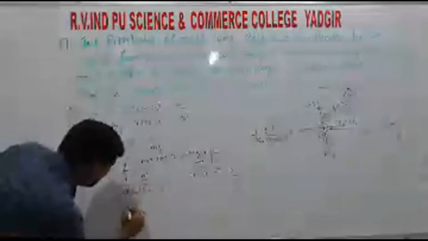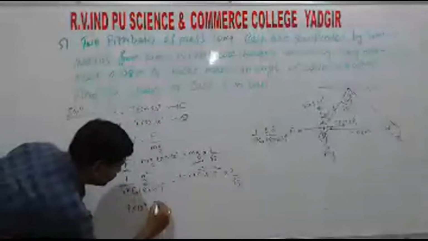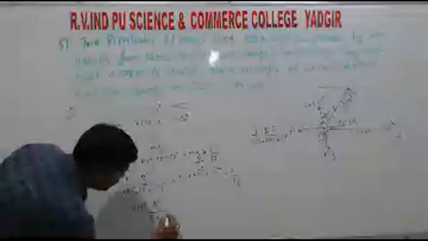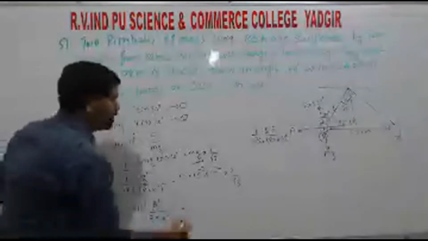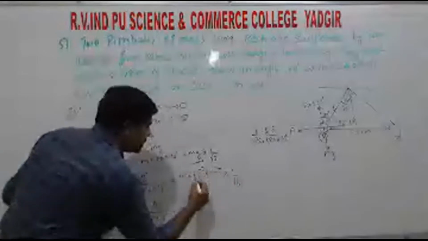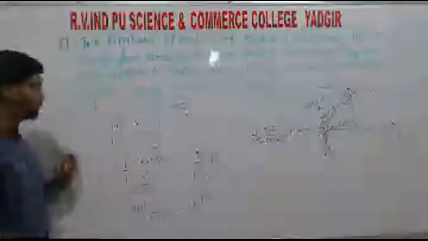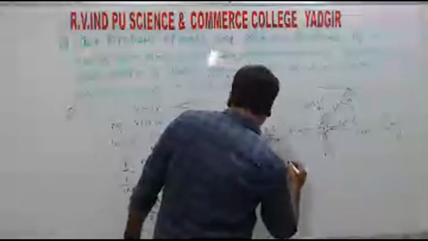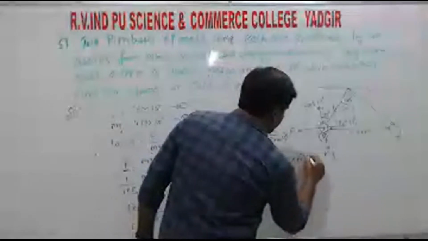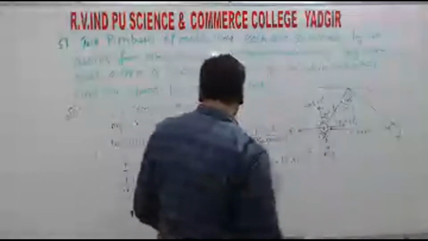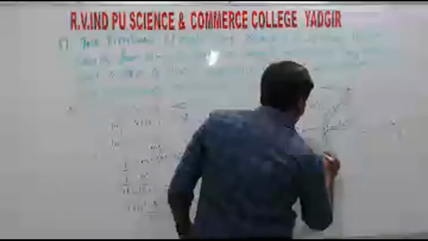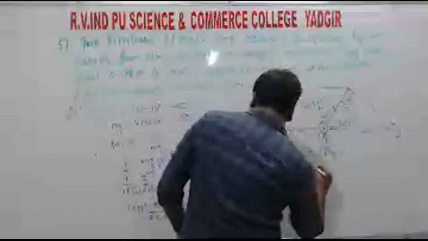So this becomes 9 into 10 to the power of 9 into q square divided by 8 into 10 to the power of minus 2 whole square, that is equal to 10 to the power of minus 6 plus 1, it becomes minus 5, by root 3, right? So we need q square. Q square is equal to 8 into 10 to the power of minus 2 whole square, into 10 to the power of minus 5, whole divided by 9 into 10 to the power of 9 into root 3, right?